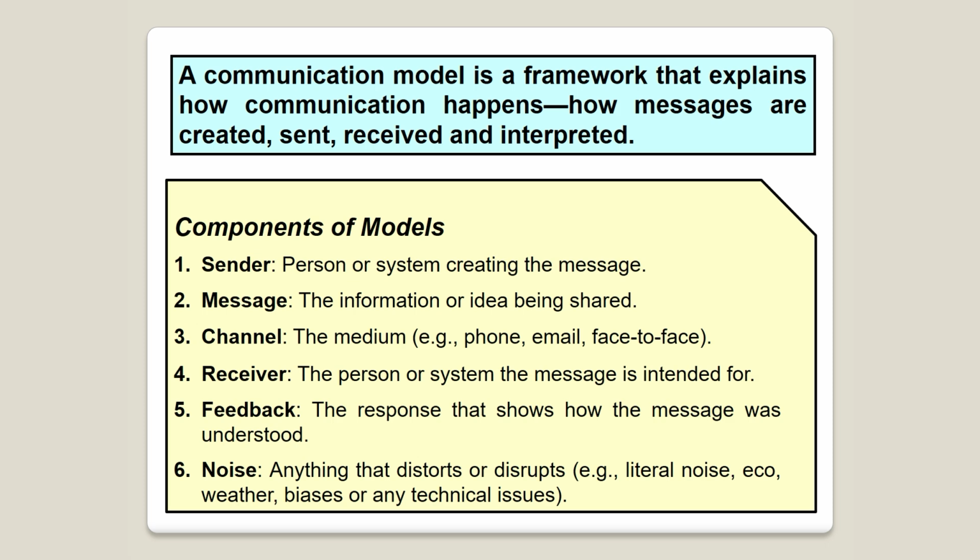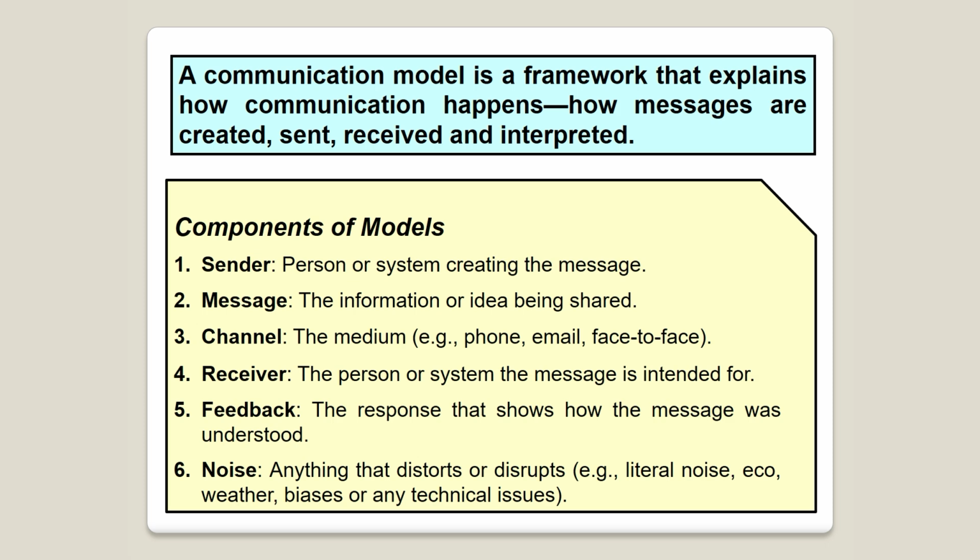The sixth component that we generally use in the models is noise. Noise means that during any process there may be several hindrances. That is part of noise. It means anything that distorts or disrupts, like literal noise, such as echo, weather, voices, or any technical issues. These are part of the noise of communication that can hinder the communication process. So these are all 6 components that are used for any model of communication.